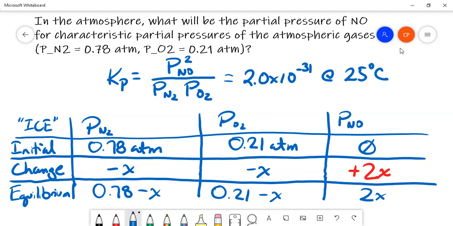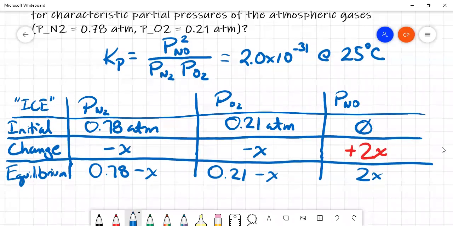Everybody good on how I've constructed my ice table? Any questions over this thus far, particularly about the change line, if you've got it? The most important thing I can impress on you about that change line is the place these coefficients are coming from is from the chemical equation. And there's a minus on the stuff that's going away on the reactant side and a plus in what's coming in on the product side. Okay?